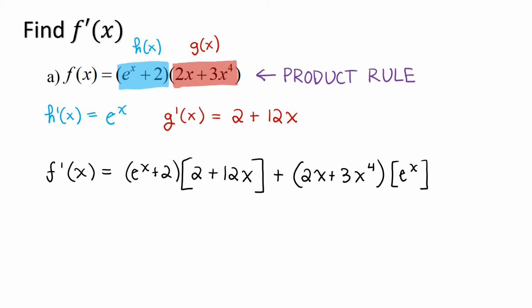Then color coding, I have my first function times the derivative of my second function, plus my second function times the derivative of my first function.